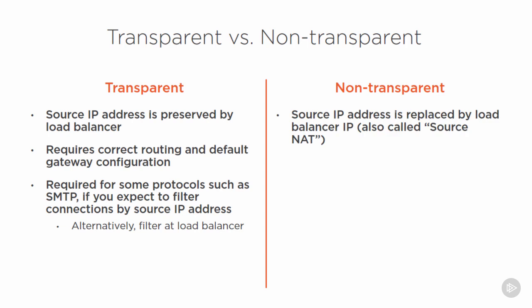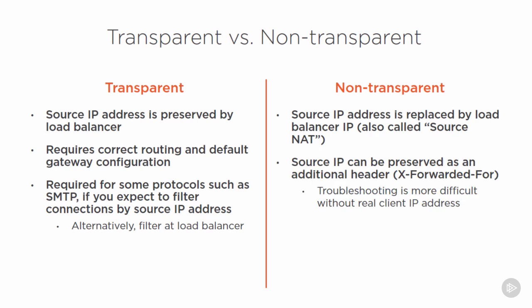With non-transparent connections, the source IP address of the connection is replaced by the load balancer IP, and this is also referred to as source NAT, or source network address translation. In a non-transparent scenario, the source IP actually can be preserved as an additional header in the traffic between the load balancer and the server. And one of the common headers that is used for this is the X-Forwarded-For header.